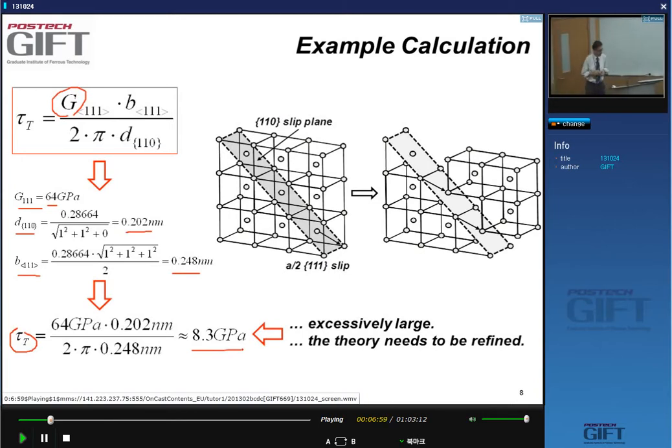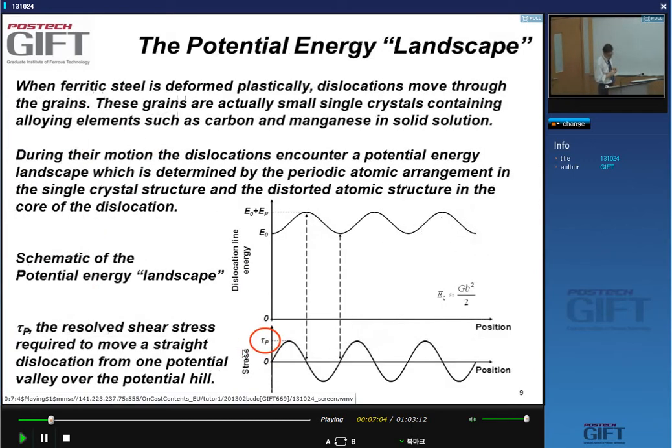And this theory has been refined over the years. We have some better formulas to compute what we call the Peierls stress. So when you deform ferritic steels, the dislocations will move through grains. These grains are single crystals. And the dislocations will encounter what we call a potential energy landscape. It's basically because they run into a periodic arrangement of atoms.